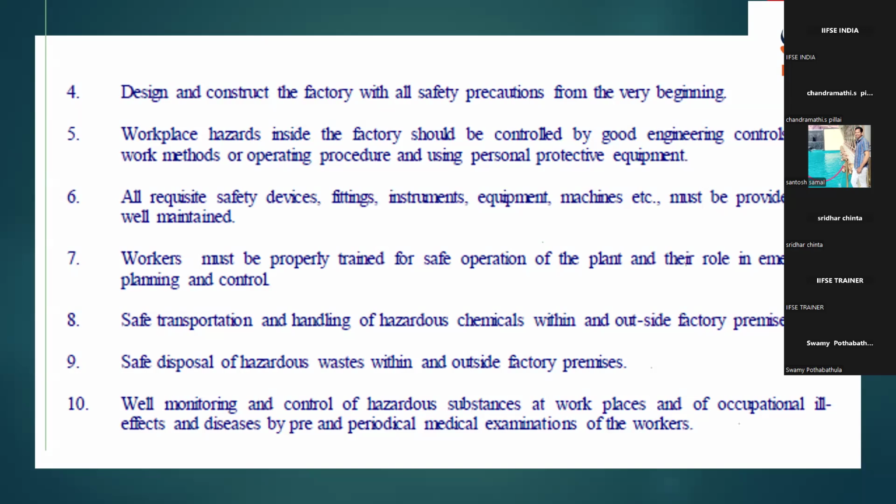Then instruments and other equipments which are required, and the workers must be properly trained for safe operation of the plant and their role in emergency planning and also control. So the people should be well aware of the hazards which are present, with respect to the activities they are performing. Otherwise, what will happen? They can't manage the things.